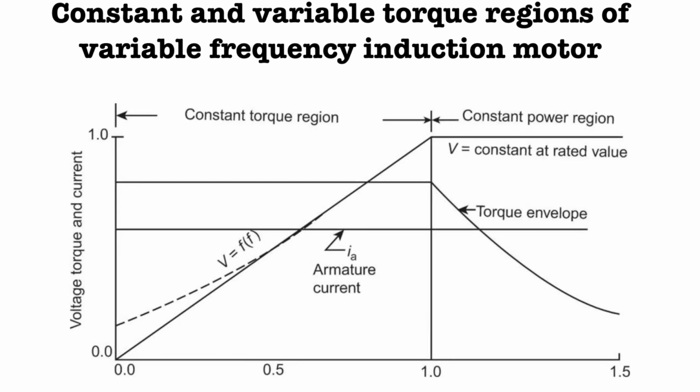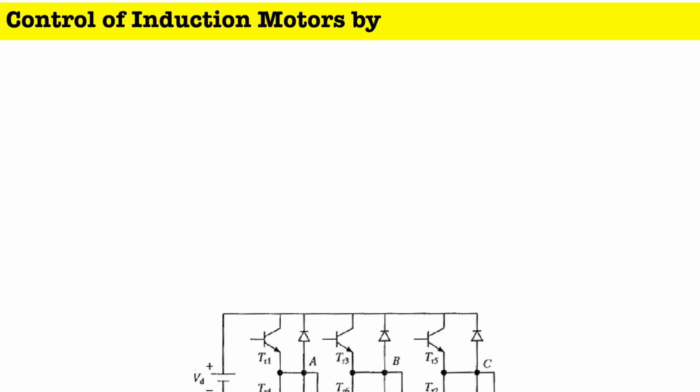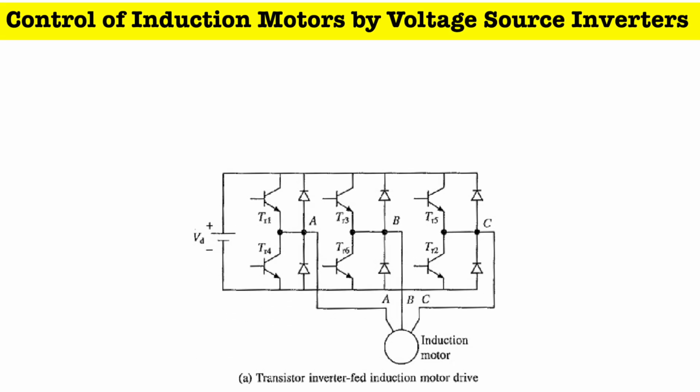The figure shows the constant torque region and constant power region. In constant power region, the voltage V remains constant and torque is decreasing, as you can see in the diagram. Now, the next topic is control of the induction motor by voltage source inverter.